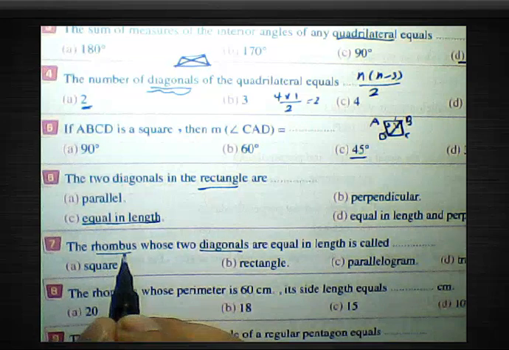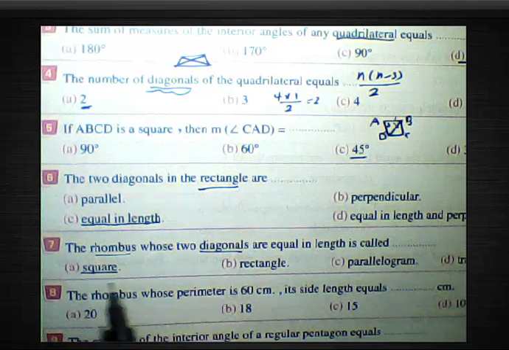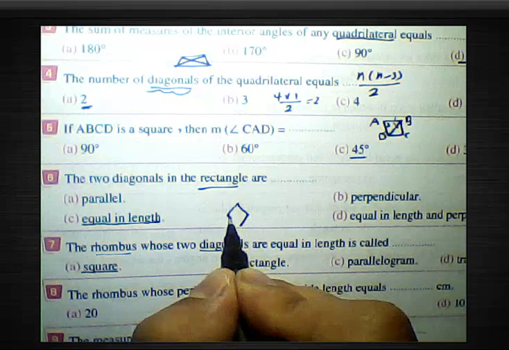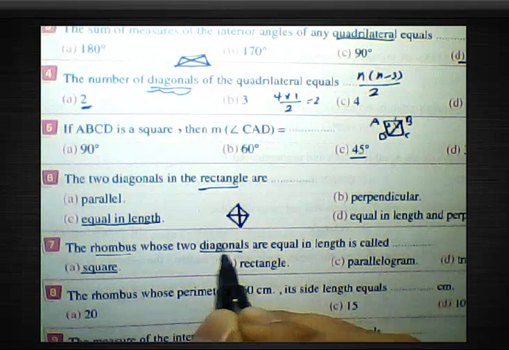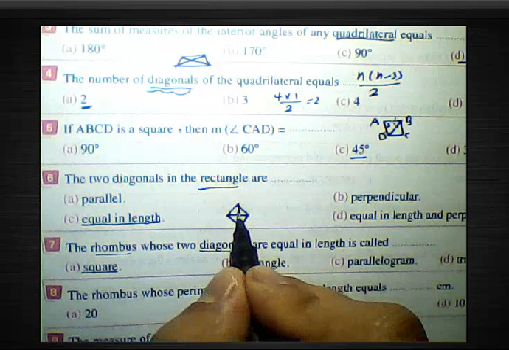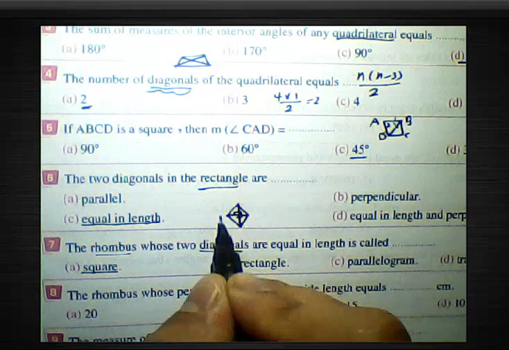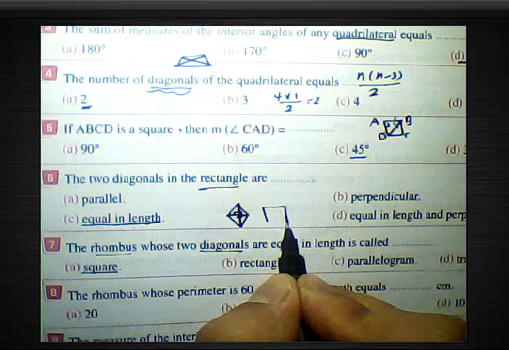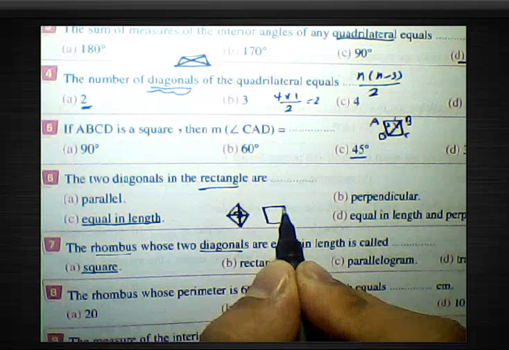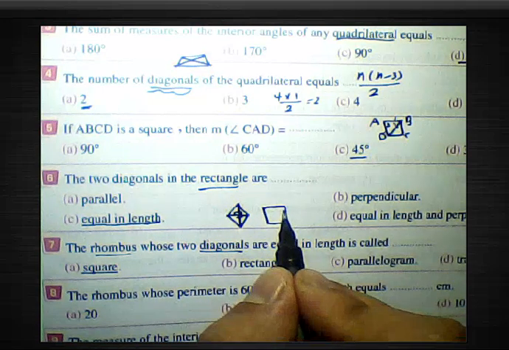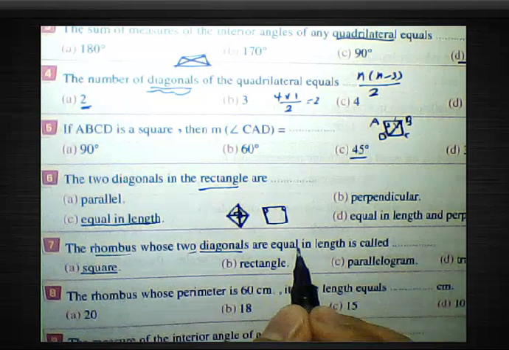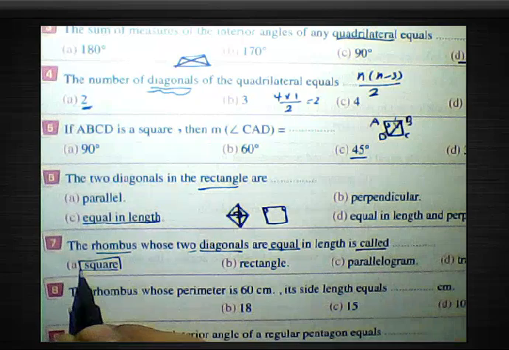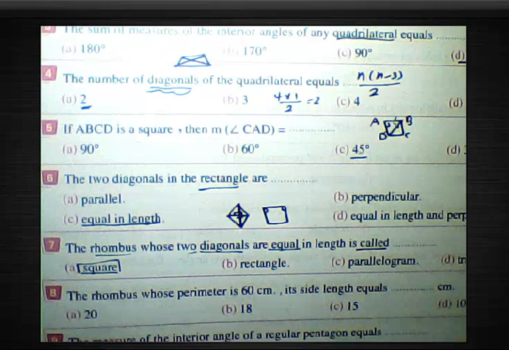The rhombus will be converted to a square, because we know the two diagonals in a rhombus are only perpendicular, but if the two diagonals are equal in length, this quadrilateral will convert to a square. Again, the rhombus whose two diagonals are equal in length is called a square.